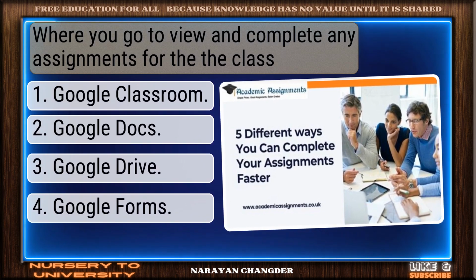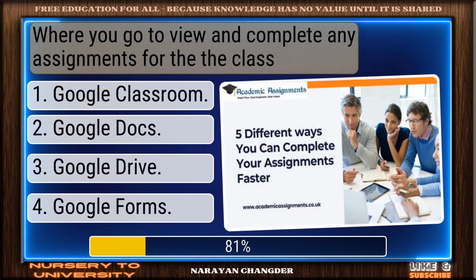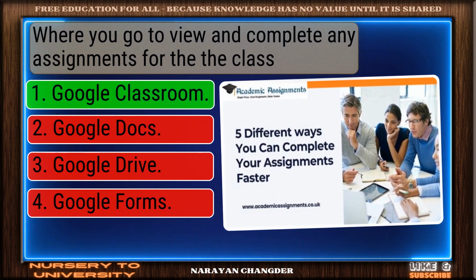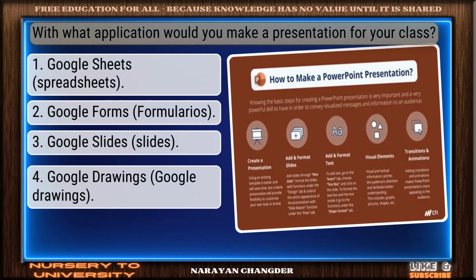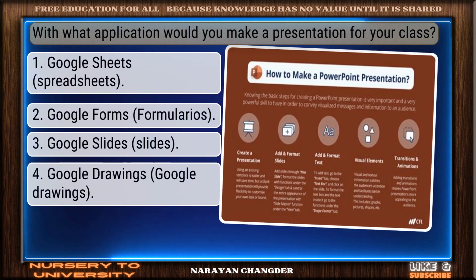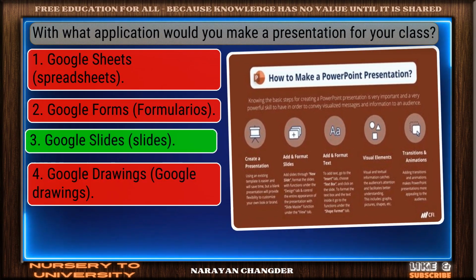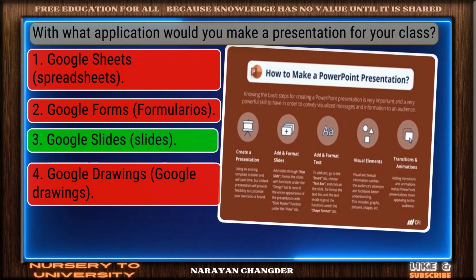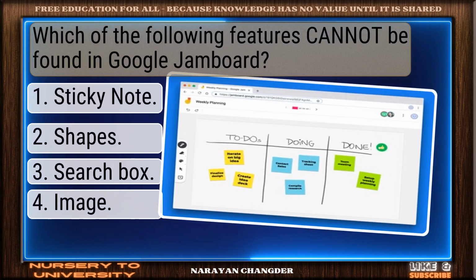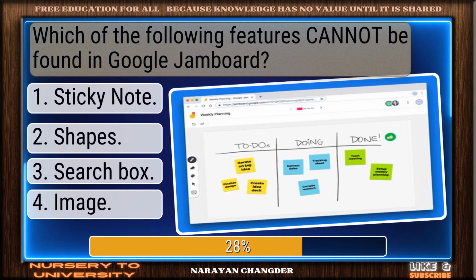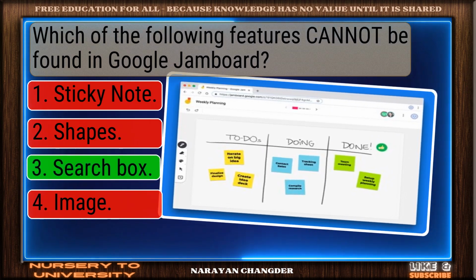Where do you go to view and complete any assignments for the class? Correct. Google Classroom is the right answer. With what application would you make a presentation for your class? Perfect. Google Slides is the correct choice. Which of the following features cannot be found in Google Jamboard? Great job. Search box is the accurate answer.